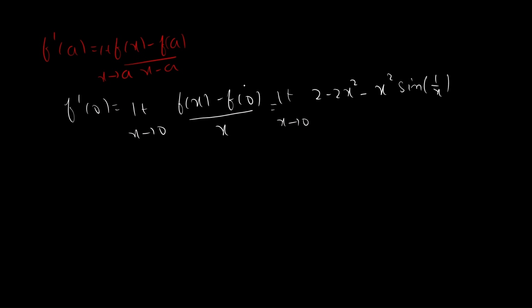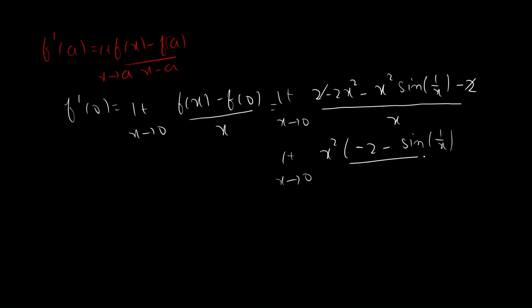Now what is f(0)? f(0) in our problem is given as 2, so we have 2 minus 2 whole divided by x. Now let us cancel these 2's and we can take an x square term out common, which will turn out to be limit x tends to 0, x square common, minus 2 minus sine of 1 by x, whole divided by x. We will cancel one x.